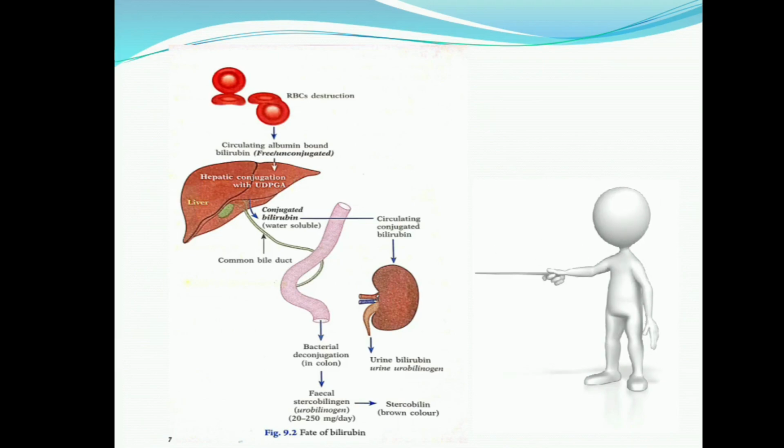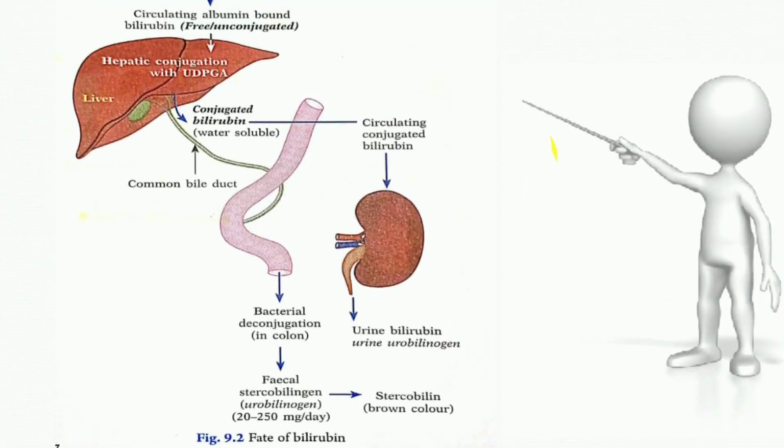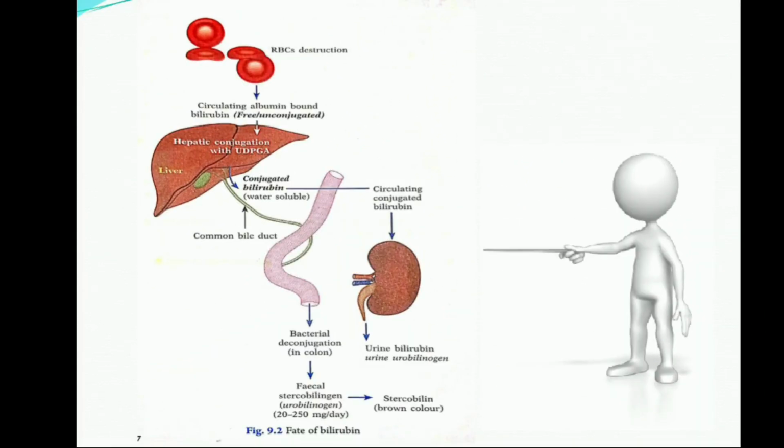Next, we have the synthesis of hemoglobin, or I would say the fate of bilirubin, where we have the RBC destruction, which is being circulated albumin bound bilirubin to form unconjugated bilirubin, entering into liver, converting into conjugated bilirubin, which is being circulated into the kidney, forming urine bilirubin or urine urobilinogen, converting into fecal stercobilinogen, and finally into stercobilin. This chart is very important, guys.